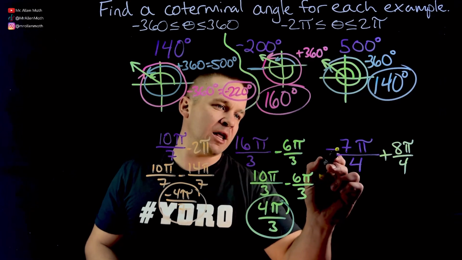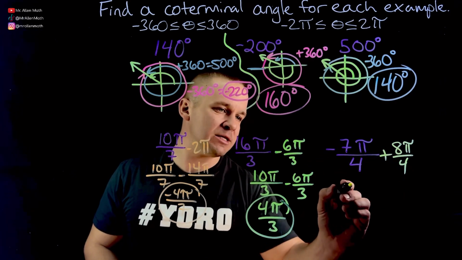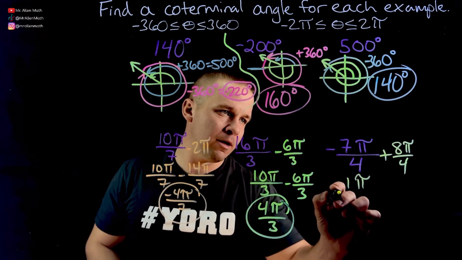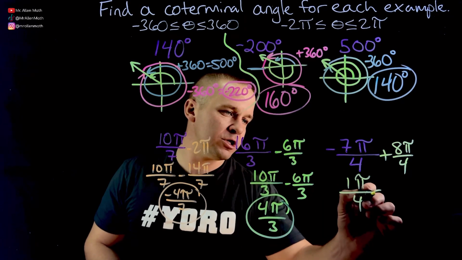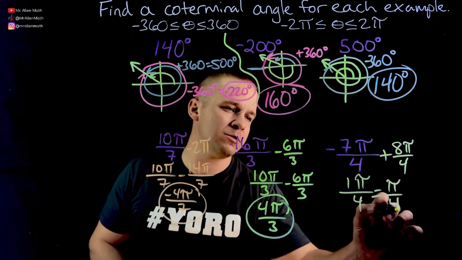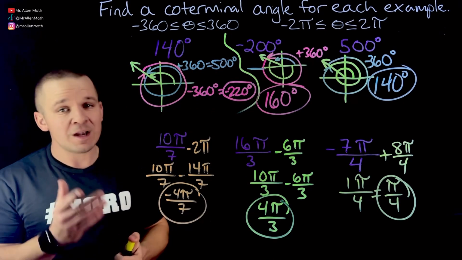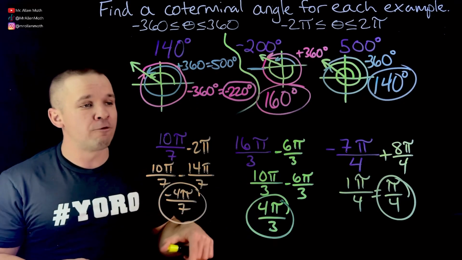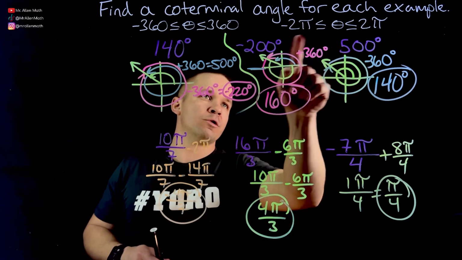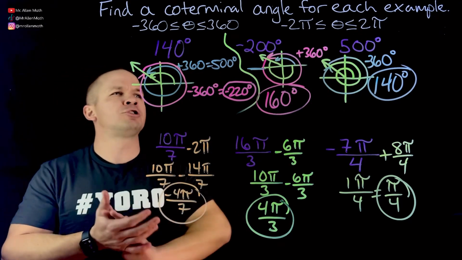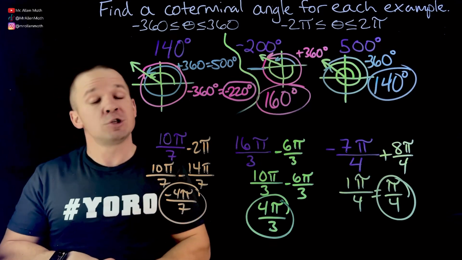All right. Negative 7 plus 8 is positive 1 pi over 4, or just pi over 4, so we're not weird. Who's going to write 1 there? Boom. That's definitely in between negative 8 pi over 4 and positive 8 pi over 4. Pi over 4 is in that restriction right there. That's it. We got our coterminal angles. That was super fun.